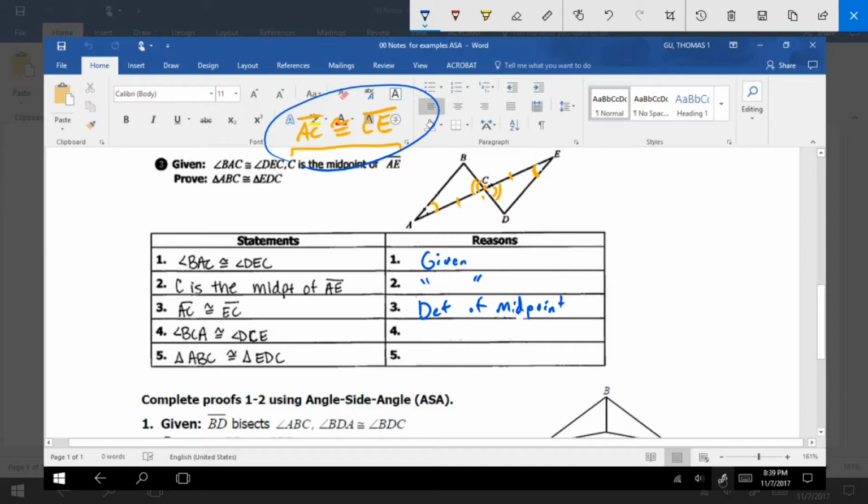And then, number 4, angle BCA, that's over here, is congruent to angle DCE, that's right here. How do we know that? Because of the vertical angles. Vertical angles. And then now we have, look, one angle, one side, second angle. We have the angle, side, angle. So by angle, side, angle, we know that triangle ABC is congruent to triangle EDC.